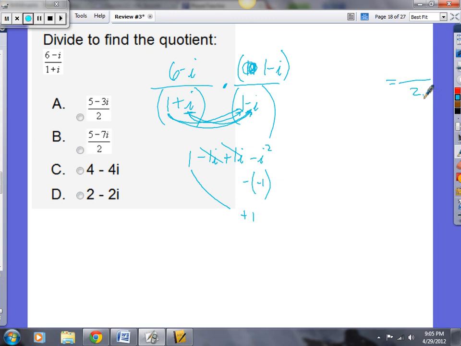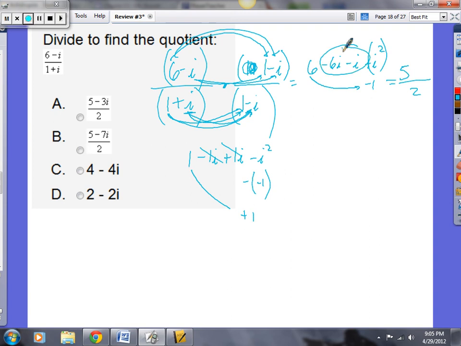So now let's do your top, let's do your numerator. Let's multiply these two quantities. Distributive property. 6 times 1, that's a 6. 6 times a negative i is negative 6i. A negative i times 1 is a negative i, and a negative i times a negative i, negative times negative, that's positive i squared. Okay, now positive i squared, that's the same thing as a negative 1. So 6 minus 1, that's going to be 5. And your middle terms, a negative 6i and negative i, is going to be negative 7i. So 5 minus 7i divided by 2. Let's go with B.